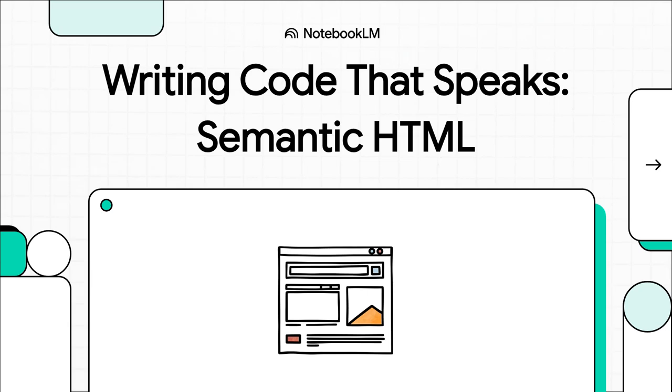Have you ever stopped to think about what your code is actually saying? I don't just mean the words it puts on a screen, but the code itself. Most HTML just tells a browser how to display something. But what if it can also explain what that something is? Well, that's exactly what we're going to dig into: how to write code that truly speaks using semantic HTML.